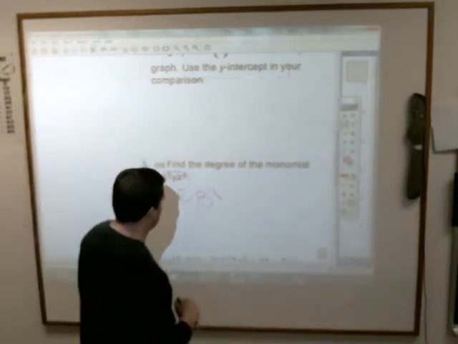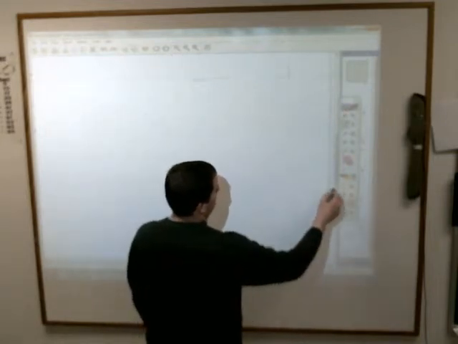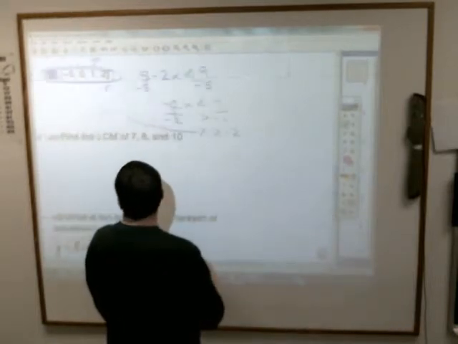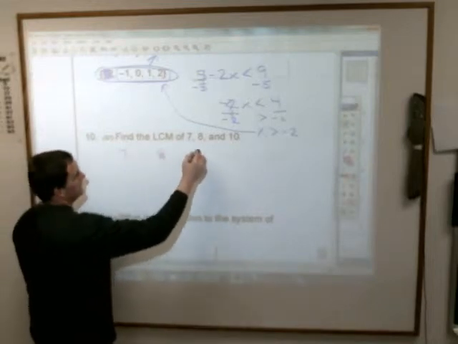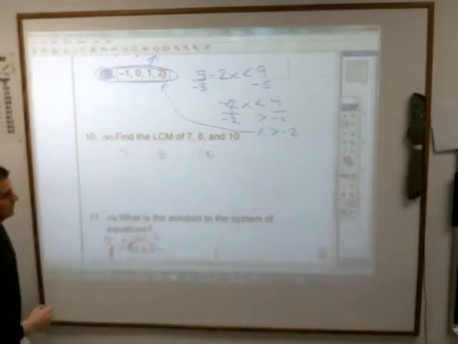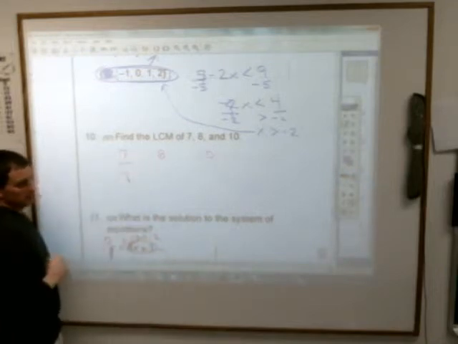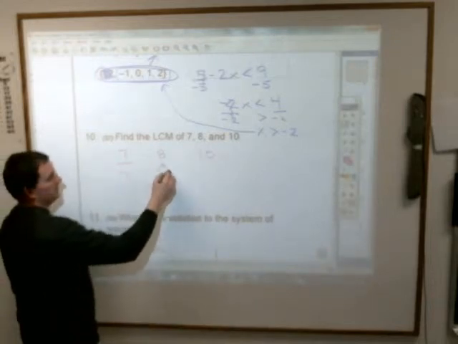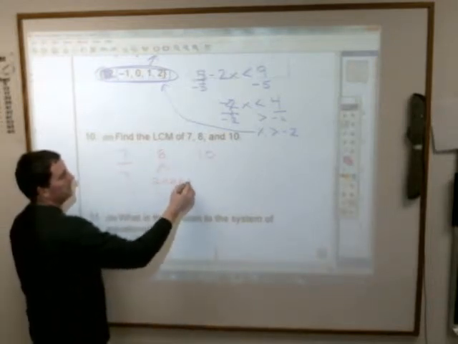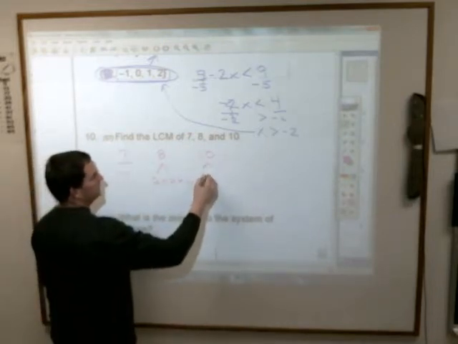Austin! Number 10. Did we do number 10? Yeah. Anybody know where number 10 is? Seven, 8, and 10. Austin, what's the first thing we have to do? Prime factorize. What times what gives you 7? Nothing. So 7 is 7. What times what gives you 8? Yep, 3 2's. This breaks down into 2 times 2 times 2. What times what gives you 10? Jack? 2 times 5.